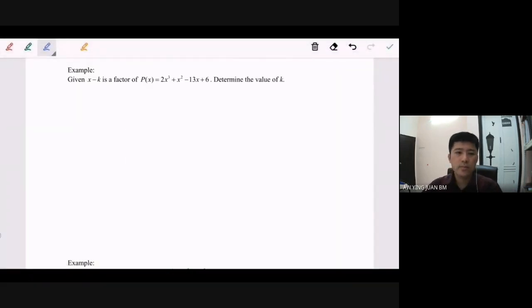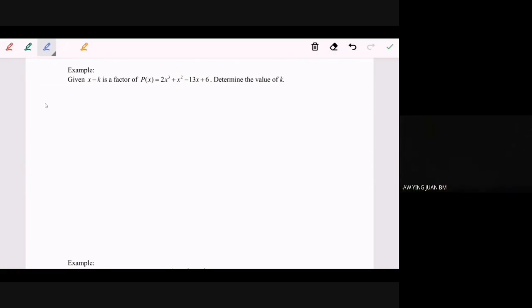Given x minus k is a factor. So when we notice that x minus k is a factor, meaning that the remainder will be equals to 0 when we substitute the value k. So determine the value of k. So for this situation, we are going to use the strategy trial and error. Okay, trial and error. So meaning that we are going to substitute any value into the function.